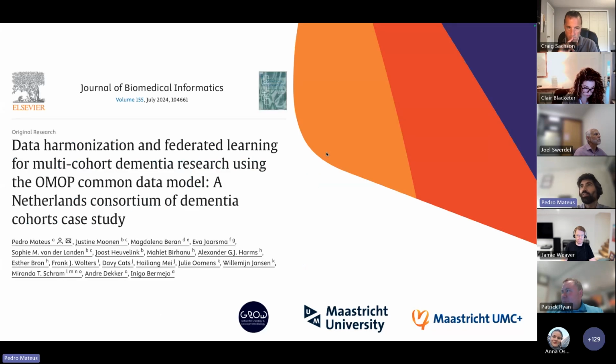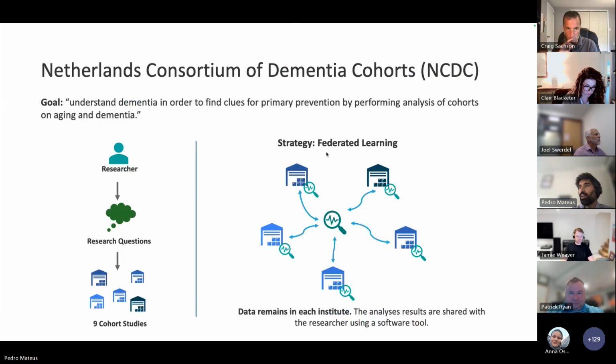In case you're interested in checking our work in more detail, it has been recently published in the Journal of Biomedical Informatics. Starting with the NCDC, the Netherlands Consortium of Dementia Cohorts, it brought together 9 cohorts with relevant data for the study of dementia. The main goal here was to leverage this larger and heterogeneous data set to perform analysis on aging and dementia.